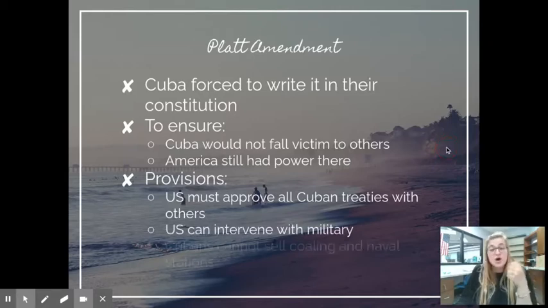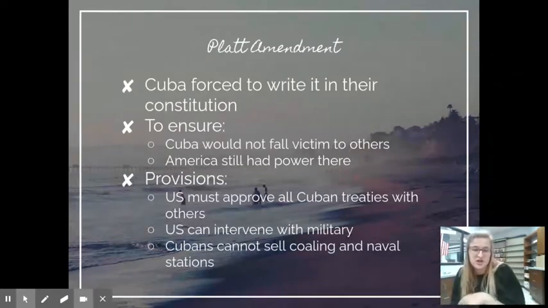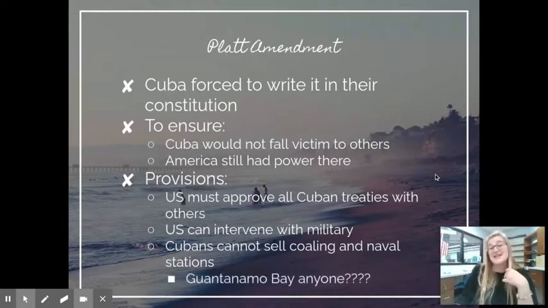And it also sets up the idea that Cuba cannot sell U.S. military bases, and the U.S. military has jurisdiction over those bases. And one of those bases is Guantanamo Bay, that is still in control by the United States in Cuba. And it's in this amendment in their constitution that says that they can't get rid of it.